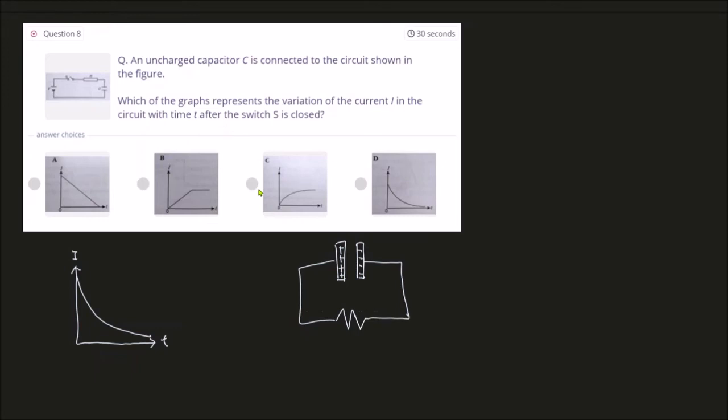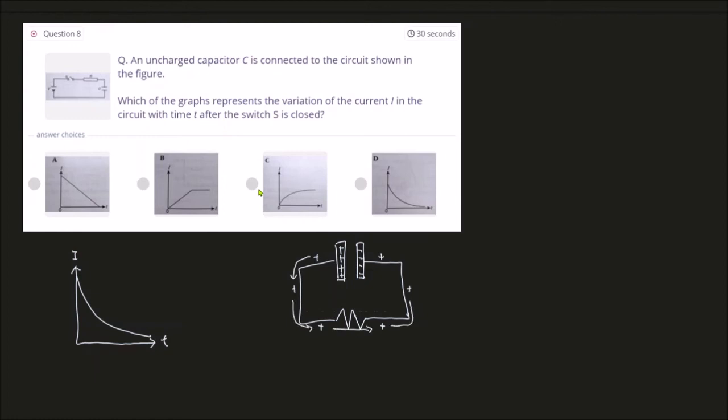Then what will happen is the charge that was previously stored in the capacitor will come out from the positive plate and move towards the negative plate. Of course, there's only a finite amount of charge. There's only a fixed amount of charge that was previously in the plate.